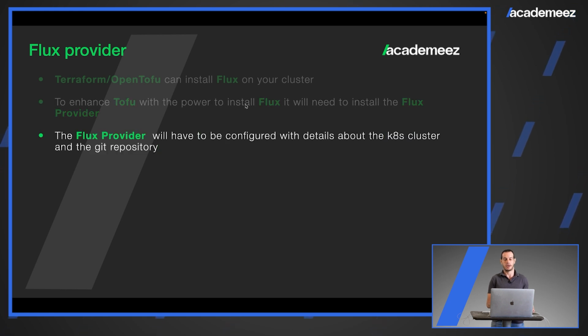Now, of course, to have Tofu install Flux on our cluster, we have to configure the Flux Provider. To configure the Flux Provider, we need to configure it to talk with our managed Kubernetes cluster. And we also need to configure the Flux Provider to talk to our GitHub repository. So these are the configurations: one section to configure the Flux Provider to talk to our cluster, and another section to configure the Flux Provider to talk to our GitHub repository.